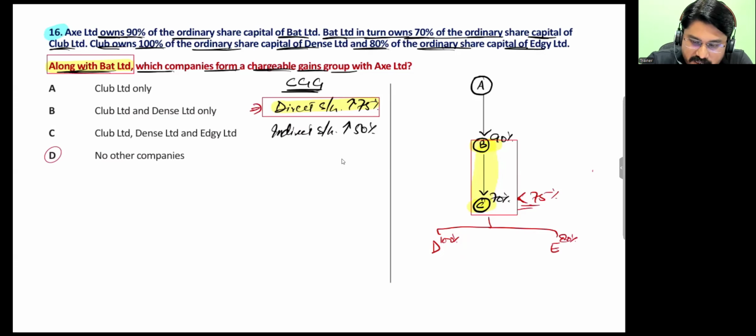If the scenario is changed, let's say company B owns 80% or 90%, any percentage which is more than 75%, then we will start checking the indirect shareholding. Okay, perfect.